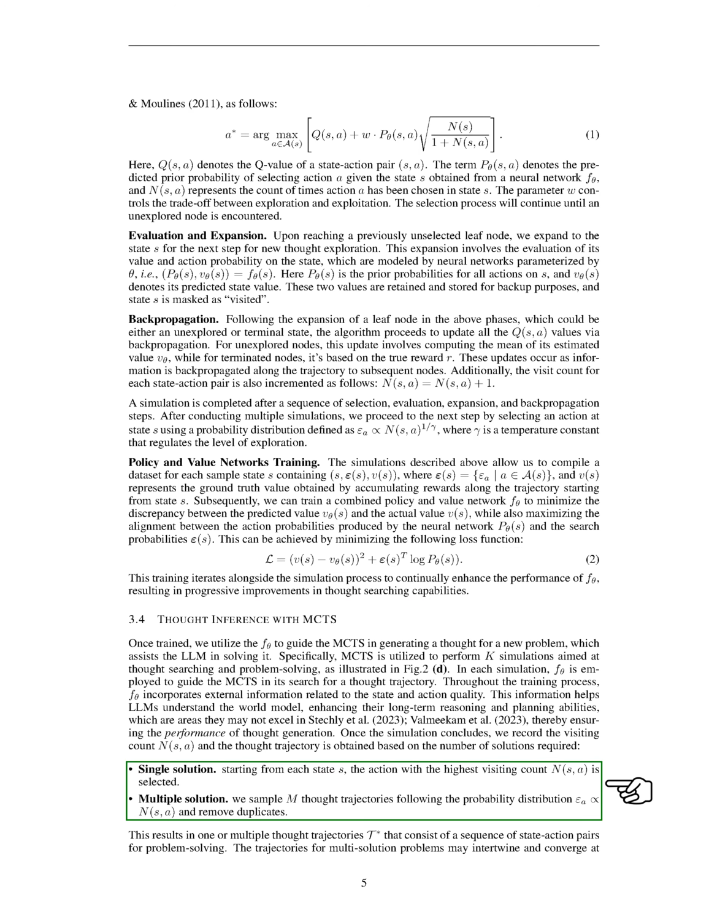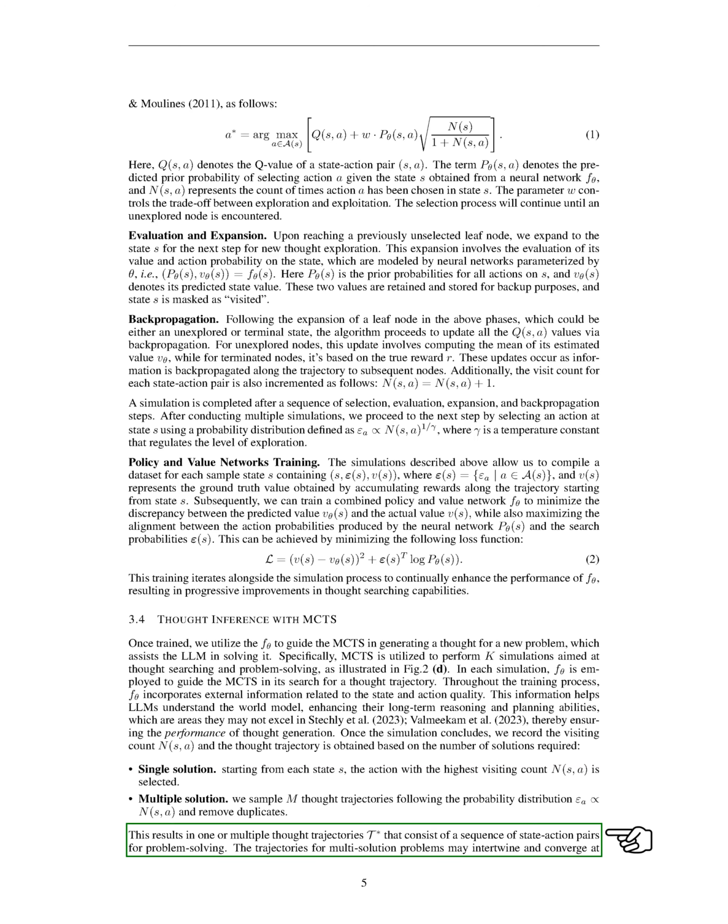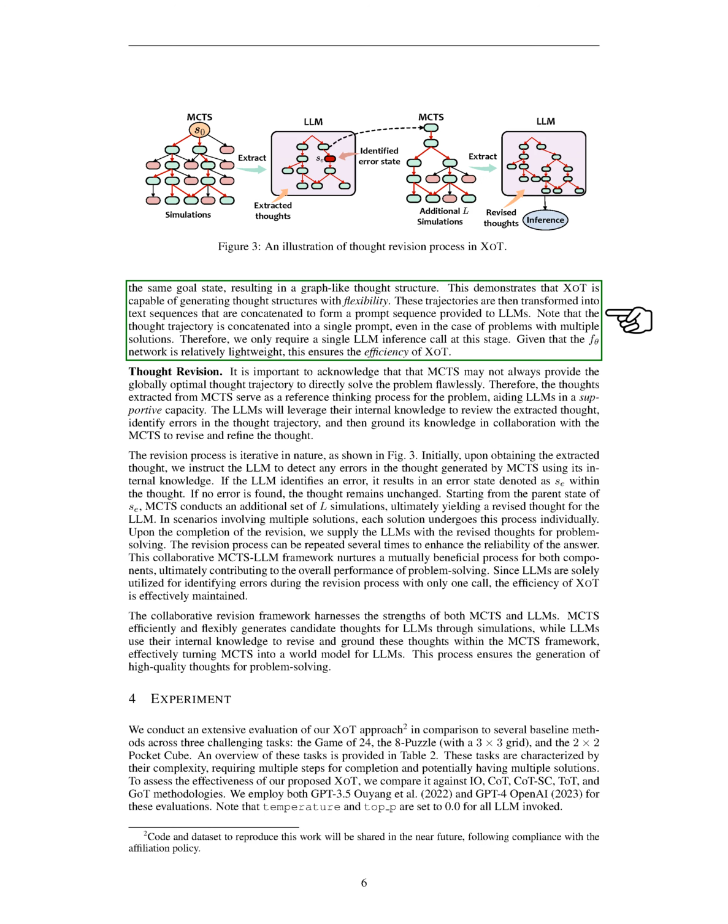For single solutions, the action with the highest visit count is selected. For multiple solutions, we sample thought trajectories following the probability distribution and remove duplicates. This results in one or multiple thought trajectories that consist of a sequence of state action pairs for problem solving. These trajectories are then transformed into text sequences that are concatenated to form a prompt sequence provided to language models.